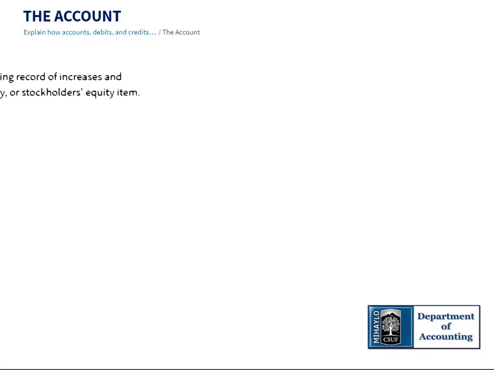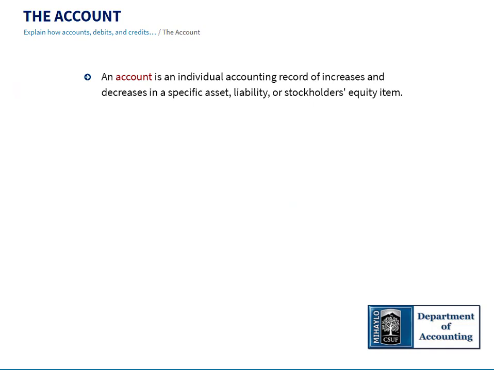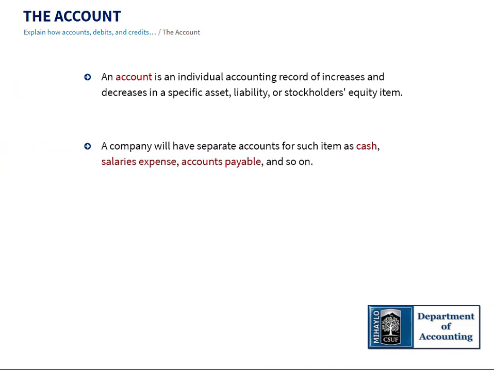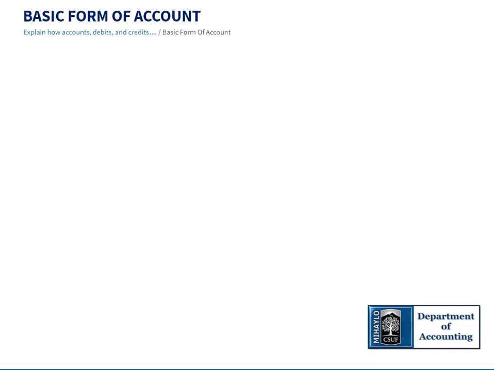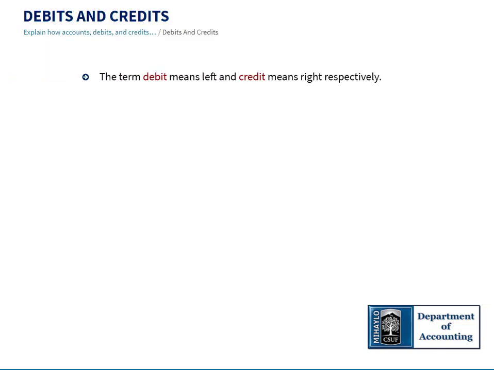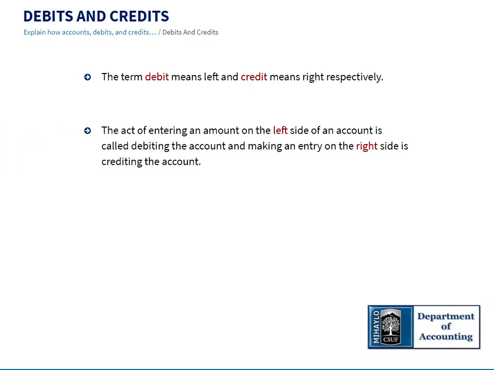An account is an individual accounting record of increases and decreases in a specific asset, liability, or stockholders' equity item. A company will have separate accounts for such items as cash, salaries expense, accounts payable, and so on. The term debit means left and credit means right, respectively. The act of entering an amount on the left side of an account is called debiting the account, and making an entry on the right side is crediting the account.